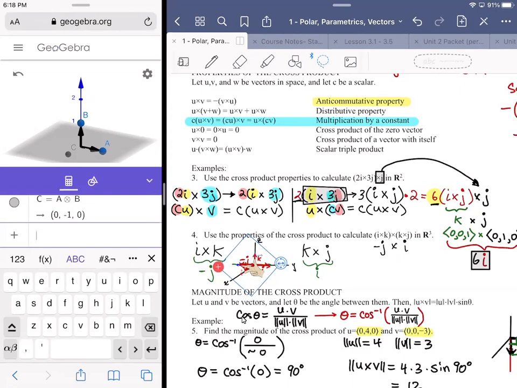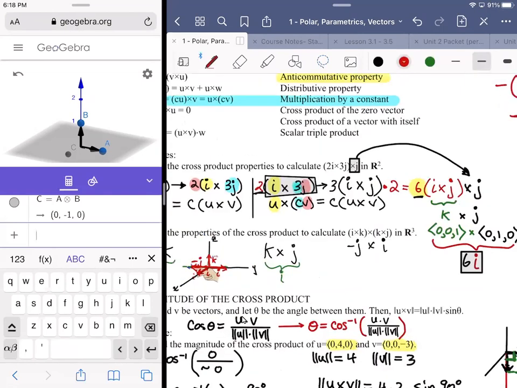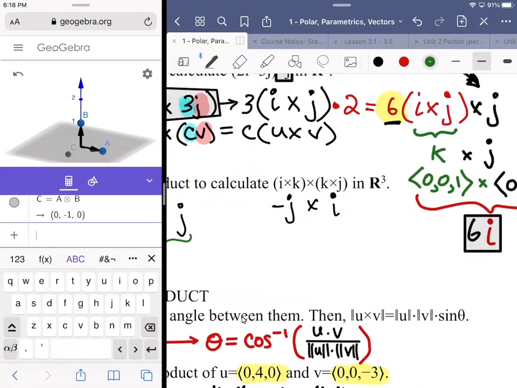All right, but let me just show you really quickly. I could have done an anti-commutative property here and come up with negative. So you do a little switch and negate. So we could switch the order as long as we negate the result.